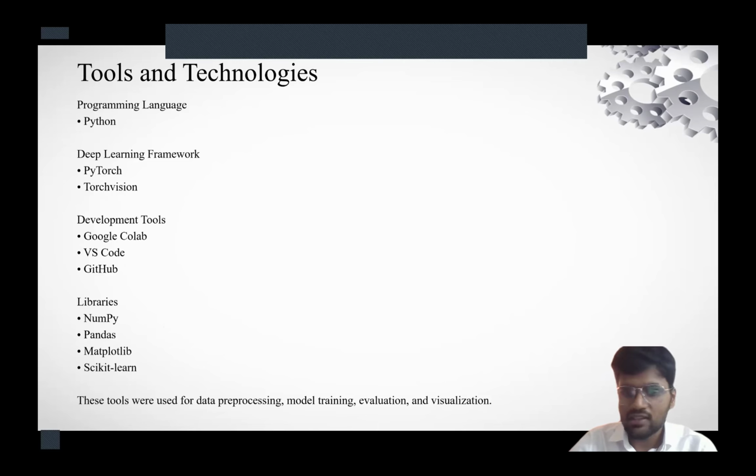The technologies and tools used for this project. This project was implemented using Python. The deep learning models were built using PyTorch and Torch Vision. For development and experimentation, I used Google Colab and VS Code. Additionally, libraries such as NumPy, Pandas, Matplotlib, and Scikit-learn were used for processing, visualization, and evaluation. Kaggle was really helpful for running the notebooks.